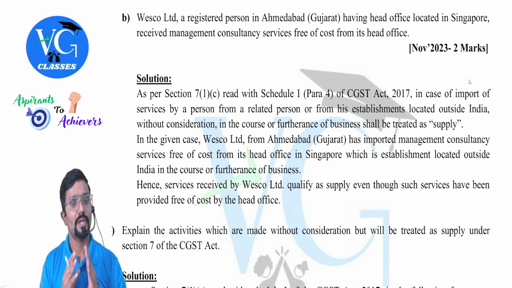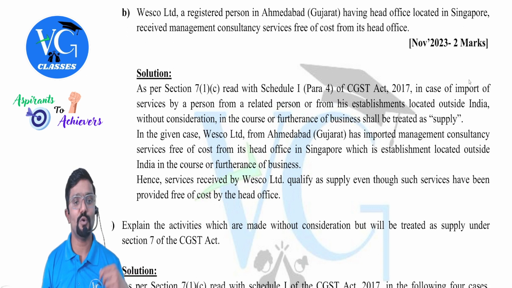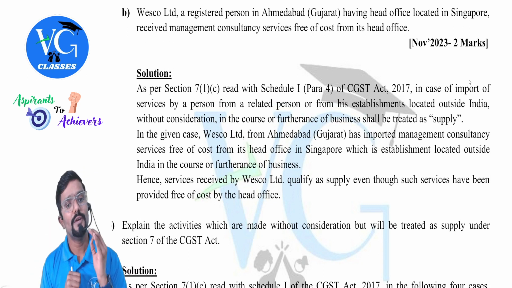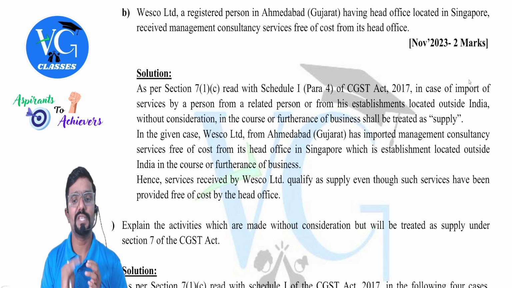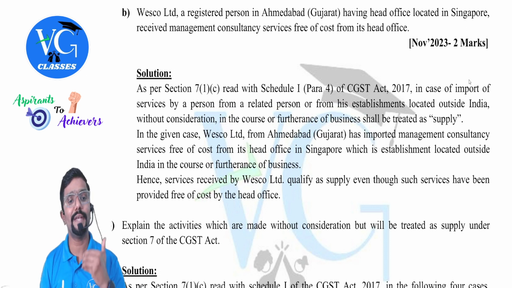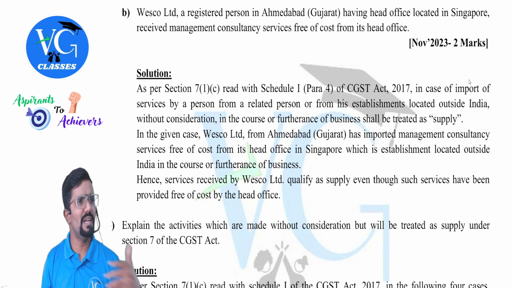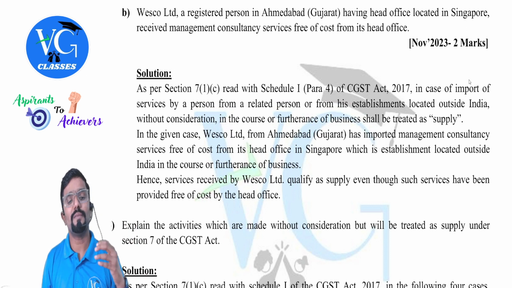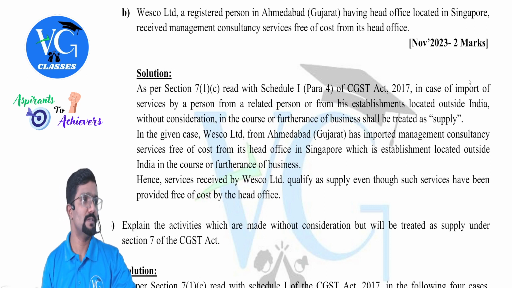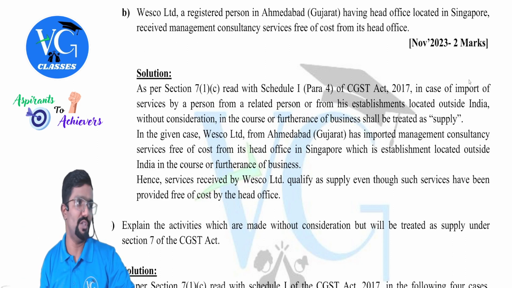Applicable provision. Now coming to the case. In the given case, Vesco Limited from Ahmedabad, that is Gujarat, part of India, has imported management consultancy services free of cost, that is without consideration (in brackets you can write without consideration), from its head office in Singapore, which is an establishment located outside India, in the course or furtherance of business. Hence, or related person, you can write simply. Hence, services received by Vesco Limited qualify as supply, even though such services have been provided free of cost by the head office. And you can also tell it is in the course of business.